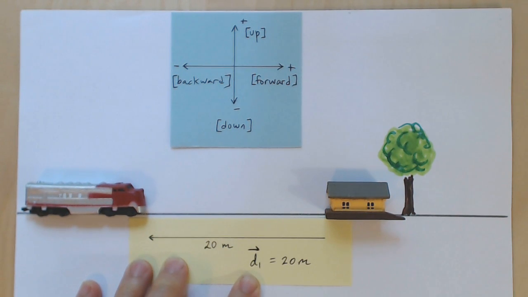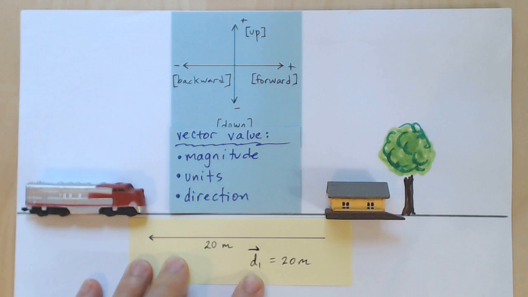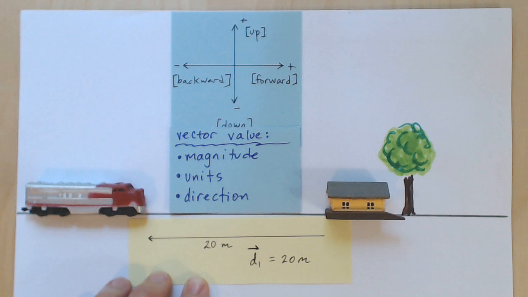Even though we're using the letter or the variable d, it stands for position. So the symbol D1 with the vector arrow over it itself has meaning. It tells us that this quantity is a vector, which means that it has magnitude, it has units, and it also has a direction. And the key difference between a vector and a scalar is this direction.